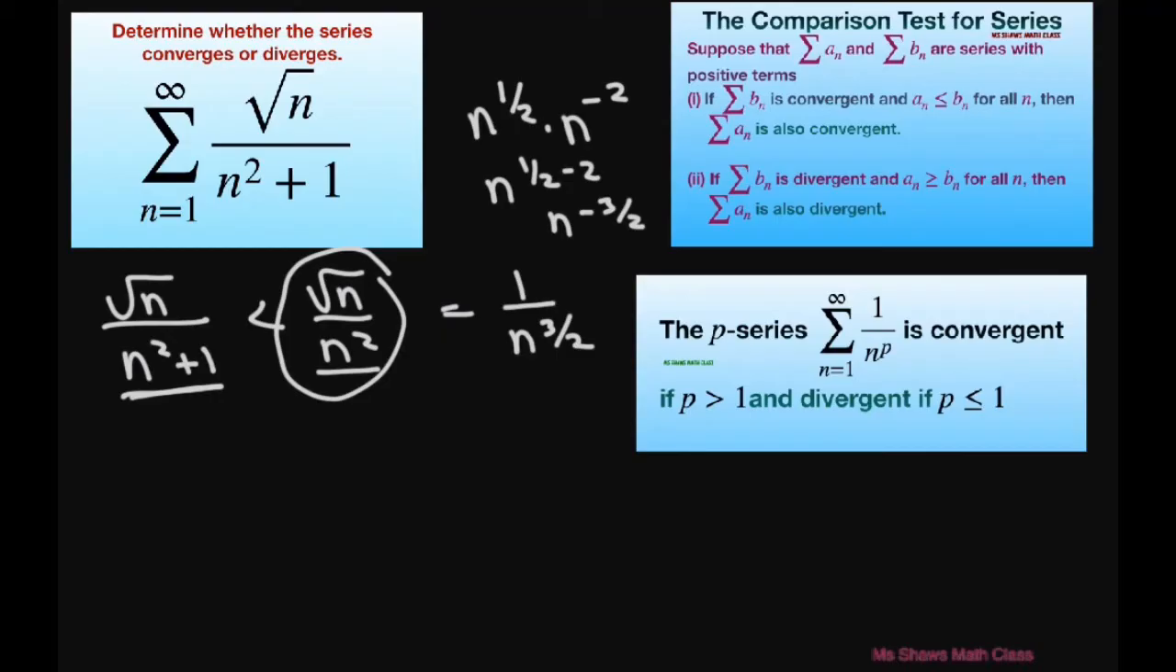All right, since that's the case, and it's smaller, and this is a p series, our p equals 3/2, which is greater than 1. So since this is convergent, our b sub n is convergent, that means our a sub n is also convergent. So you just write convergent.